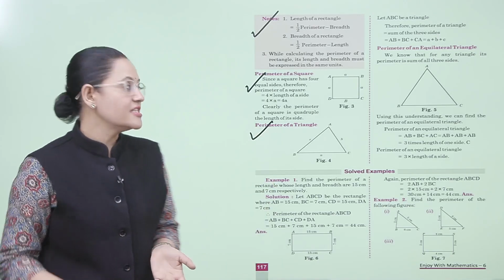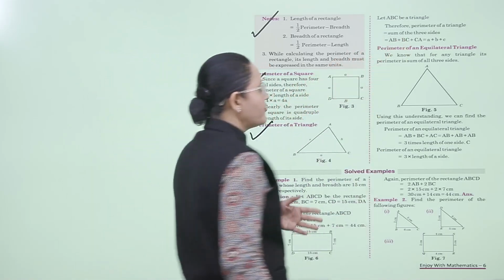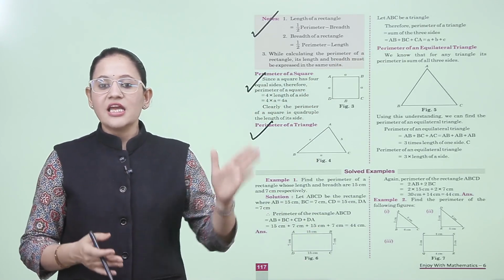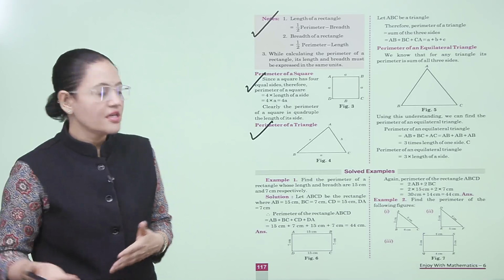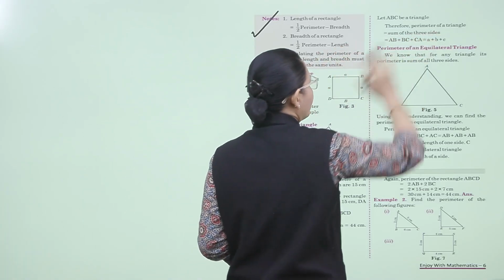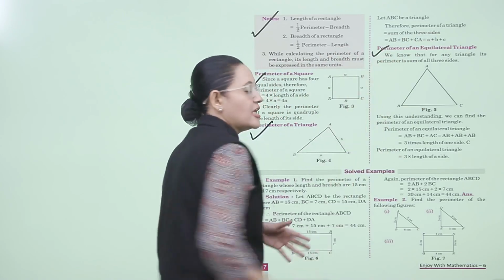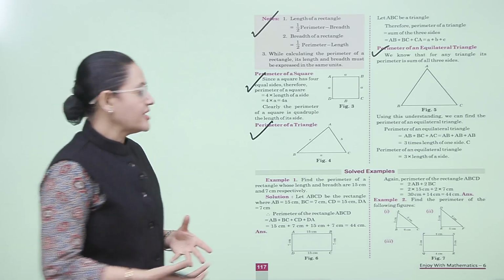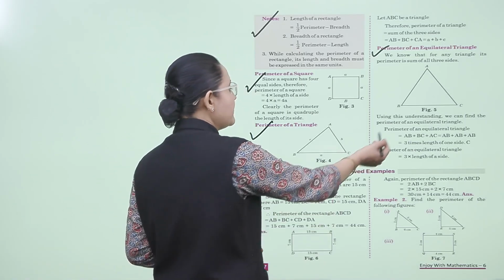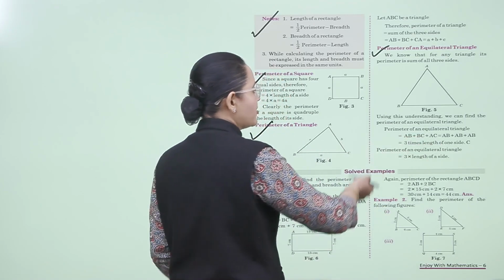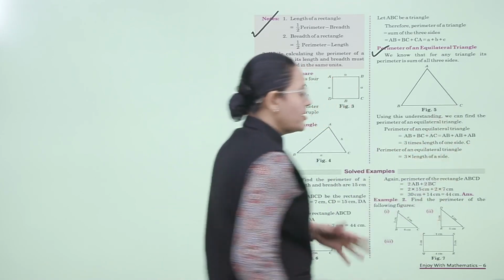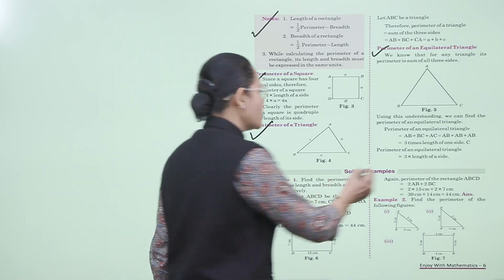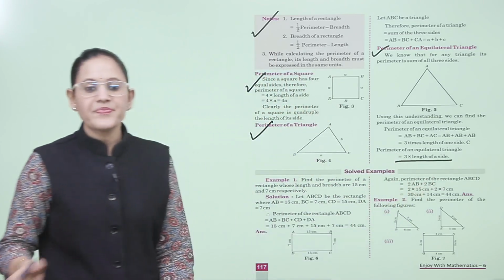Next is perimeter of a triangle. A triangle has 3 sides. So let ABC be a triangle. Therefore, the perimeter of the triangle will be the sum of 3 sides, means AB plus BC plus CA. So perimeter is equal to the sum of the lengths of all sides. If we talk about the equilateral triangle, in an equilateral triangle all 3 sides are equal. So perimeter is equal to AB plus BC plus AC. All 3 sides are equal, so we can write AB plus AB plus AB, means 3 times the length of one side. So the perimeter of an equilateral triangle is equal to 3 into the length of a side. Clear?